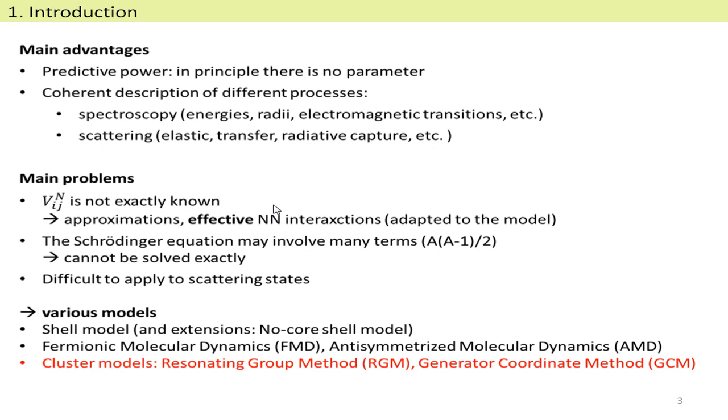Okay, so why do we do microscopic models? One of the reasons is that there is, in principle, some predictive power, because there is no parameter, or almost no parameter. Everything is obtained from a nucleon-nucleon interaction. So you have more predictive power than with an optical potential, for example, which you don't know.